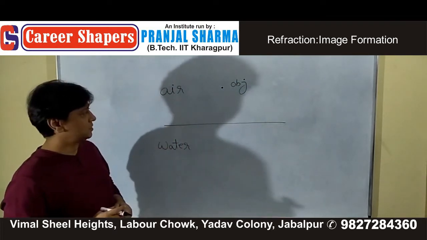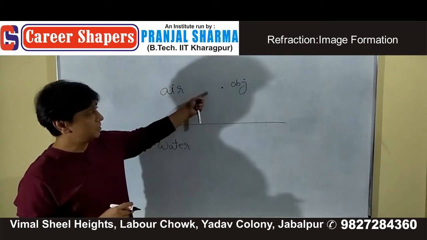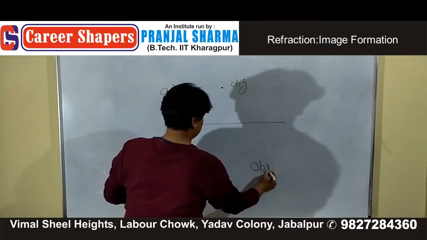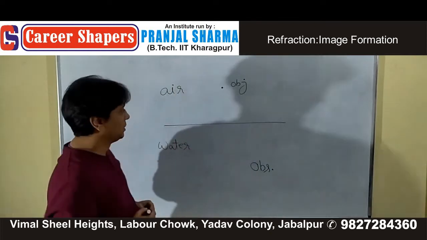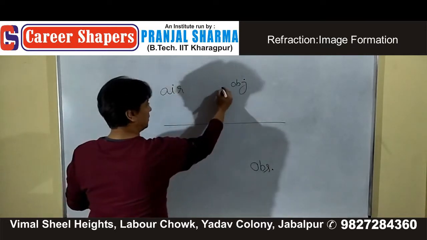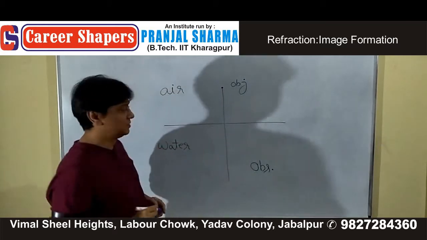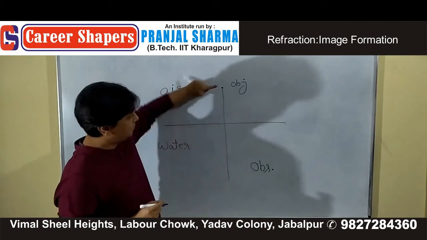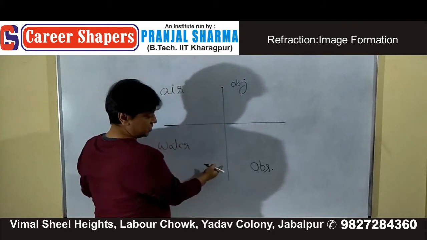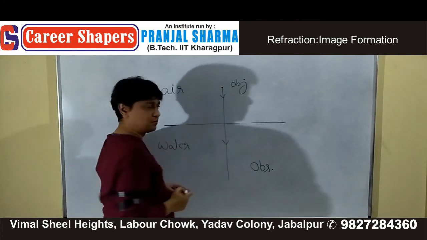If this is the object, then I hope you can guess where the observer lies. Your observer lies in water. That's your observer. Now, how do you go for image formation? First ray. This first ray runs along the normal, passing from the object itself. This is the incident ray. This is your refracted ray.